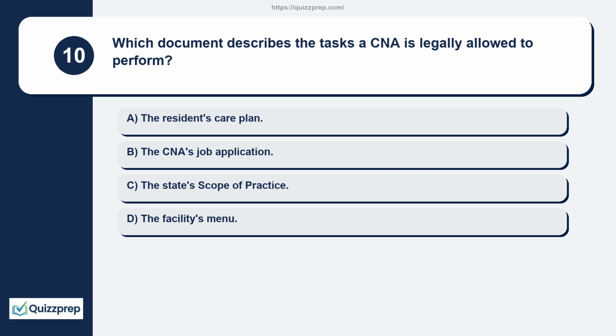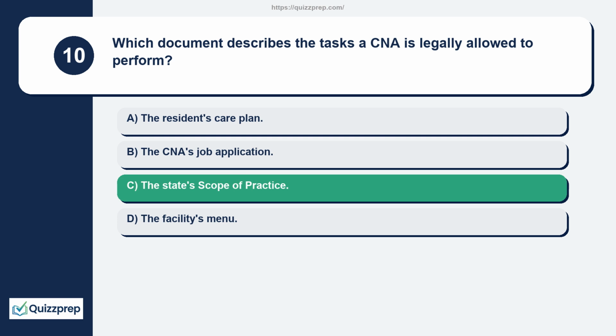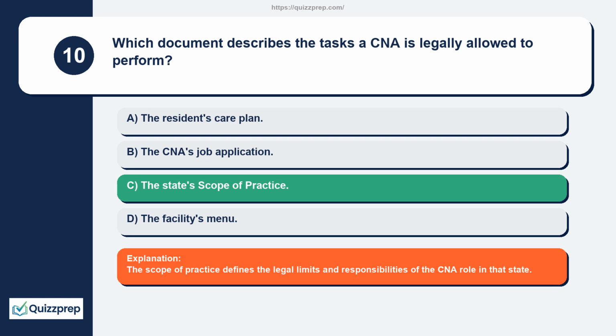Question 10. Which document describes the tasks a CNA is legally allowed to perform? The resident's care plan, the CNA's job application, the state's scope of practice, the facility's menu. The scope of practice defines the legal limits and responsibilities of the CNA role in that state.